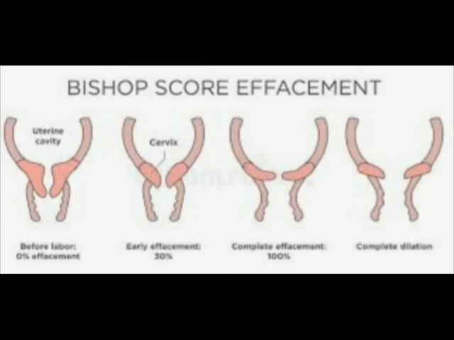Bismillahirrahmanirrahim. After APGAR score, it would be very fruitful if we study the Bishop score effacement. Okay, Bishop score, I will show you a different table for that, but it would be very good if you see these figures. Okay, so in a 0% effacement before labor, the cervix would be like this. Next to that, we have early effacement of 30%. Okay, and then we have complete effacement of 100%, and complete dilatation is like this.